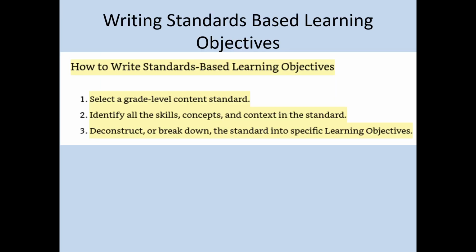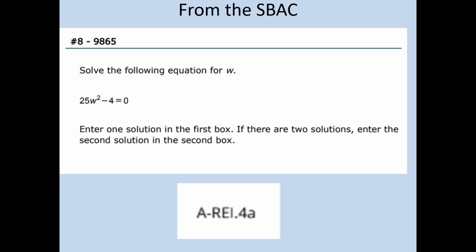When we write our objectives, they are going to be based on your grade level content standards. In your standard, you should look at skills, concepts, and context. Could be a whole lot in just one standard. One standard can contain a lot of objectives. Deconstruct or break down the standard to be able to write your specific learning objectives.